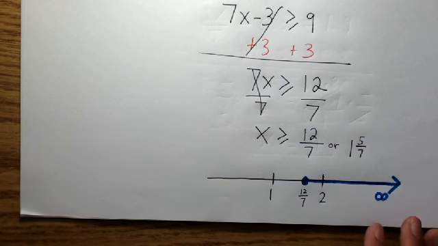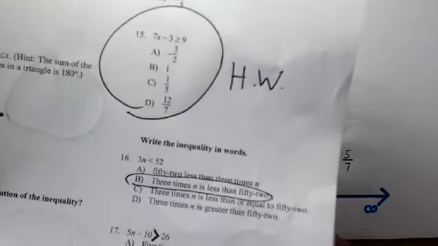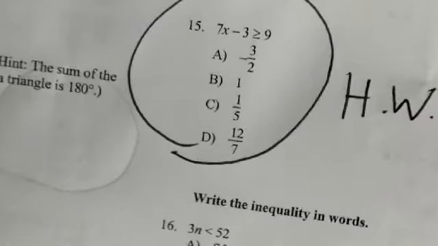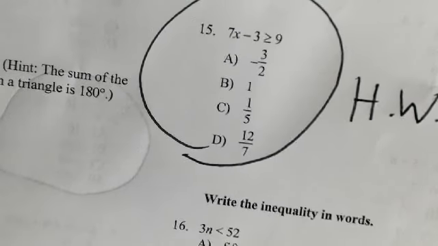Now, our question on the review says, which one of these is true? Well, it's obviously letter D, right? Because x is greater than or equal to 12 sevenths. So it would be letter D. You all see that?